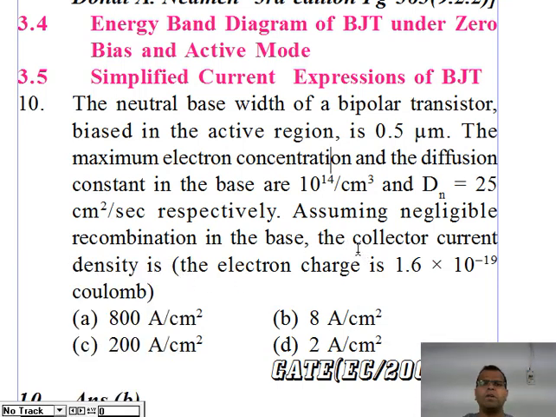Hello friends, now we will see some important numericals from BJT. These numericals have appeared from simplified current expressions, that is, the expression for collector current and emitter current.